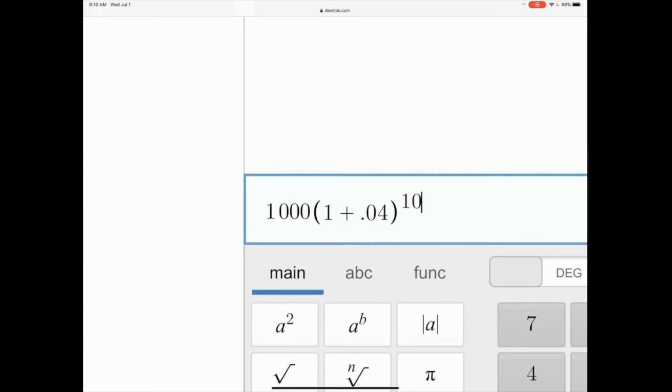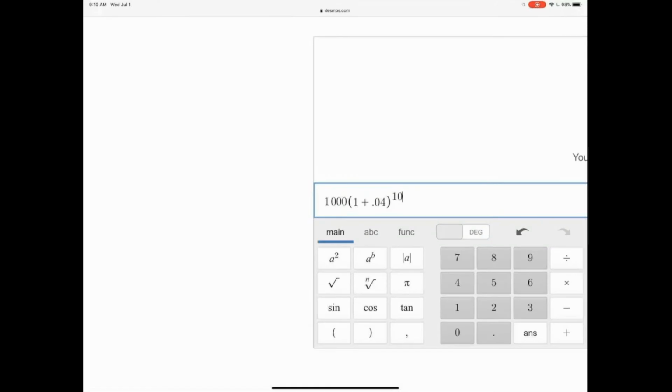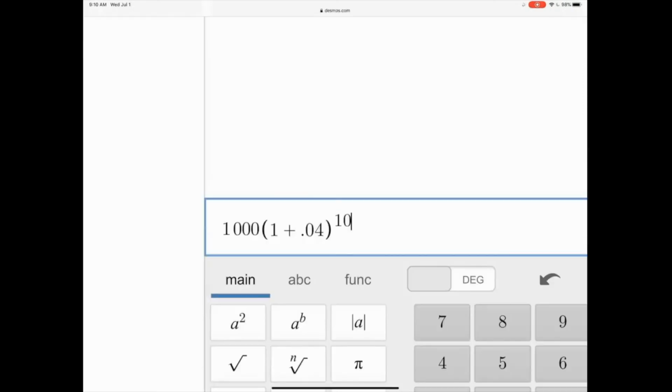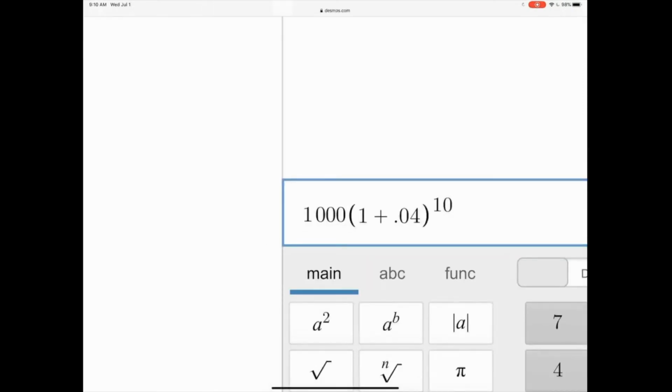Are there any questions on this problem? Okay, perfect. So you got exactly what I got. So $1,480.24. Okay, now try the same thing after, so don't close it yet. Try it after 15 years. Let's see who gets it first. So after 15 years, see how much money she would have.